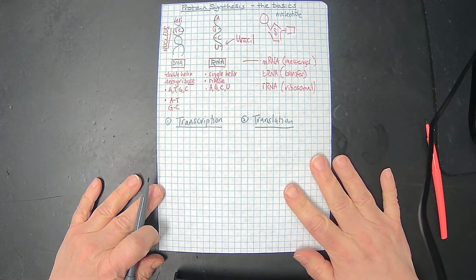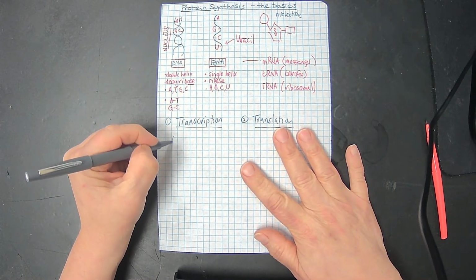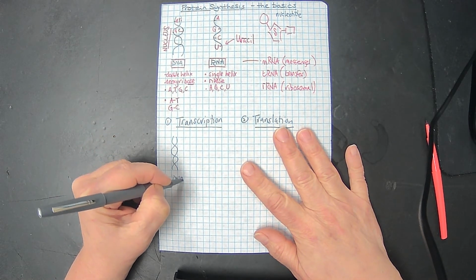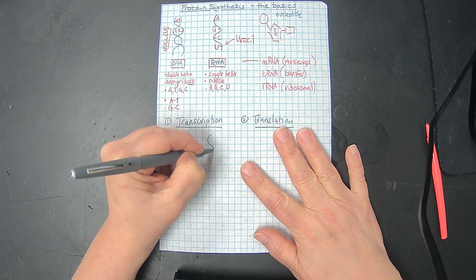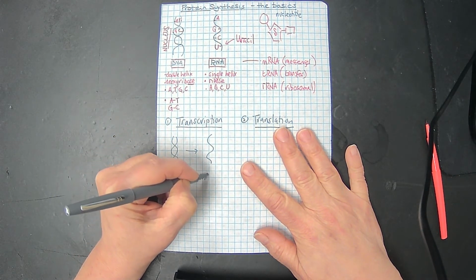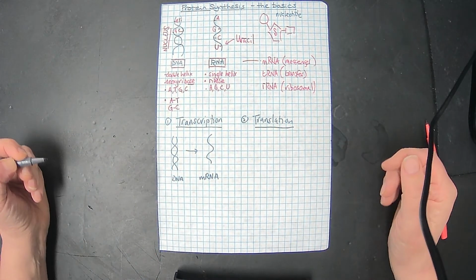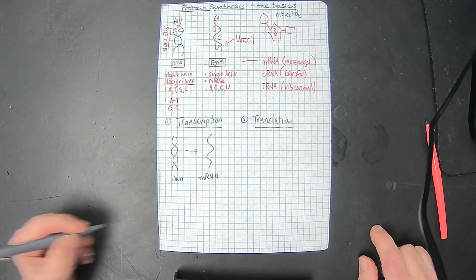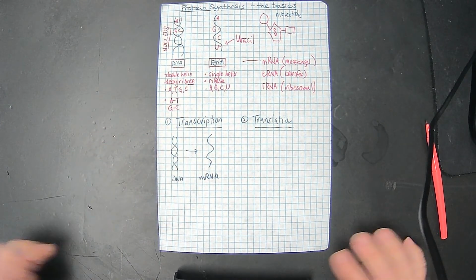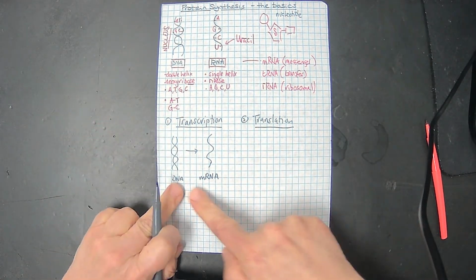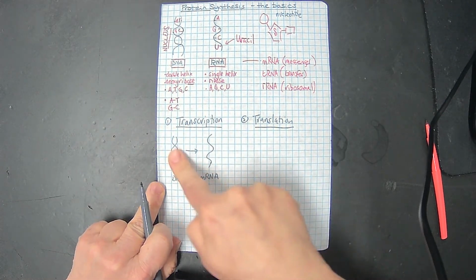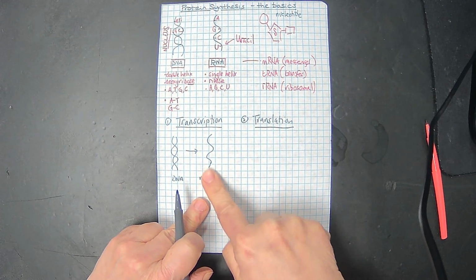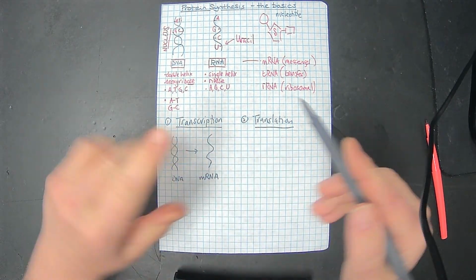Okay, here's what transcription is. We start with a double strand of DNA and we use it to make a single strand of messenger RNA. That is it. That is transcription. Nothing more than that. We're using our DNA as a template to make messenger RNA. Because we're using DNA, this happens in the nucleus. Now, the messenger RNA, because it's a messenger, leaves the nucleus and goes to a ribosome.